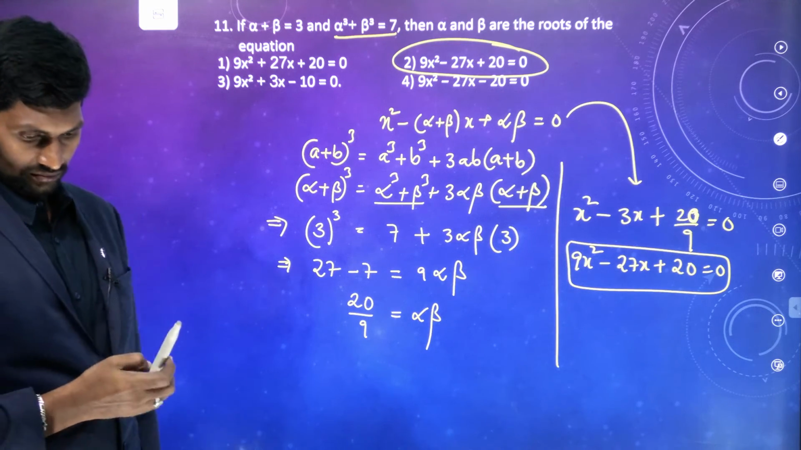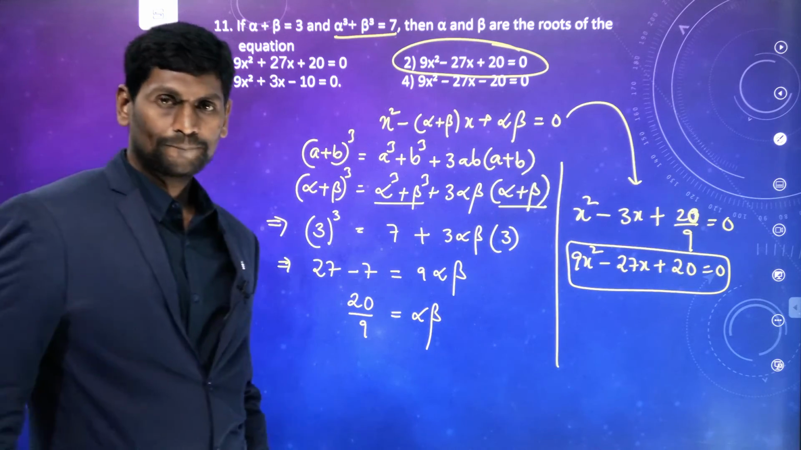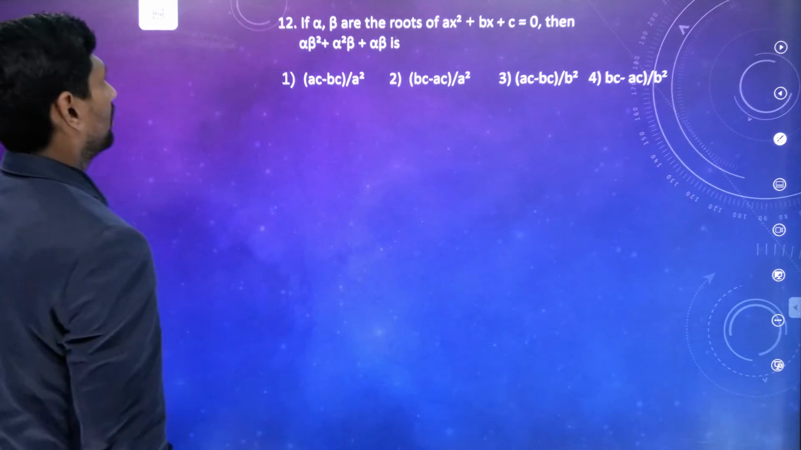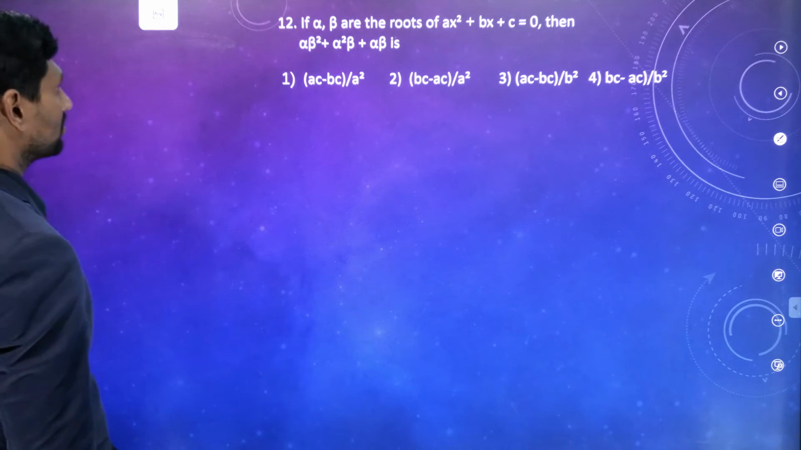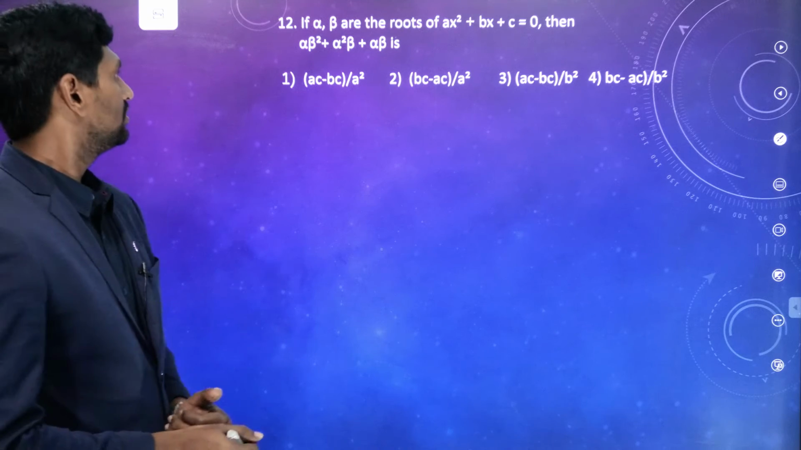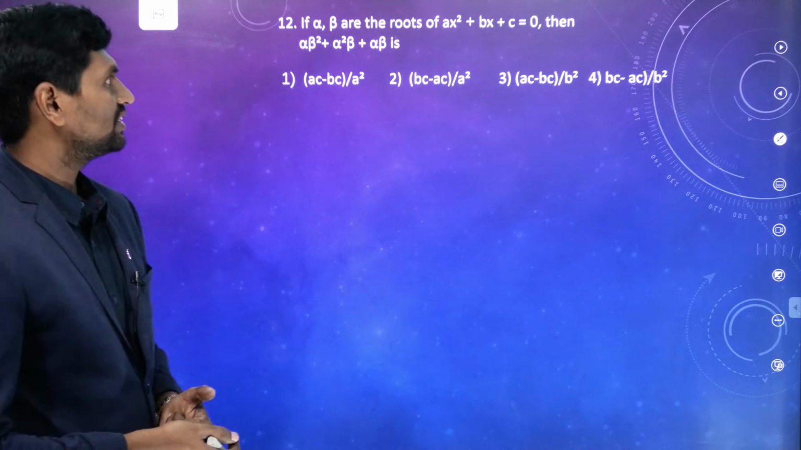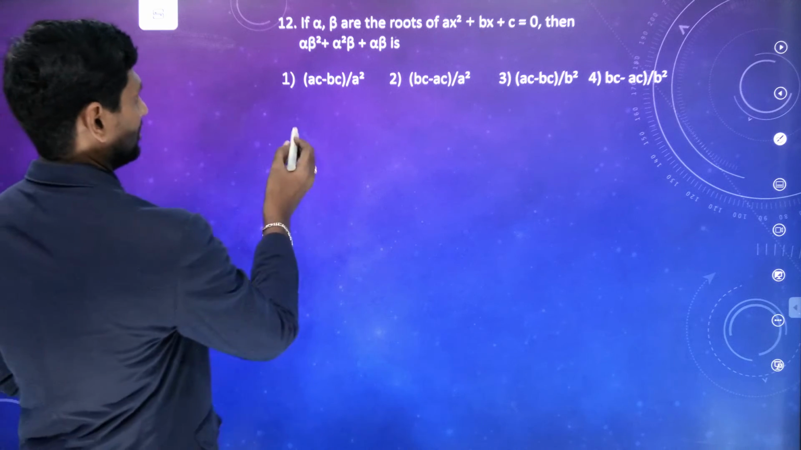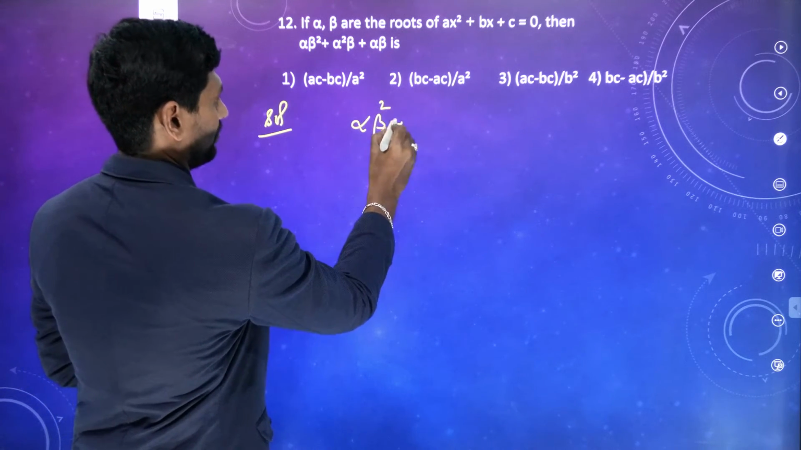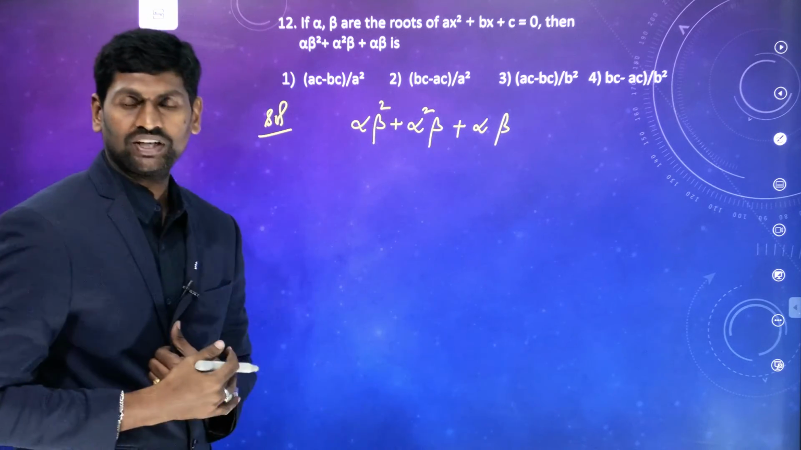Okay, children? Yeah, next one. If alpha, beta are the roots of ax square plus bx plus c equals 0, then alpha beta square plus alpha square beta plus alpha beta is. Okay, let us see this. From this question we have to find the value of alpha beta square plus alpha square beta plus alpha beta.